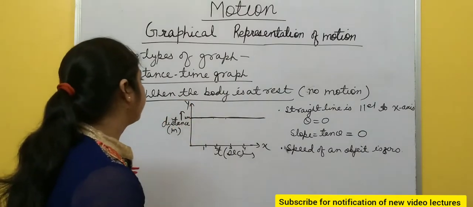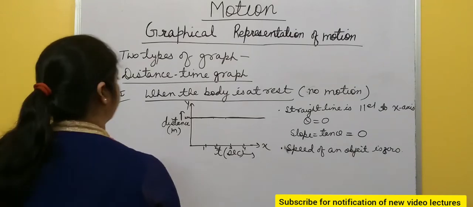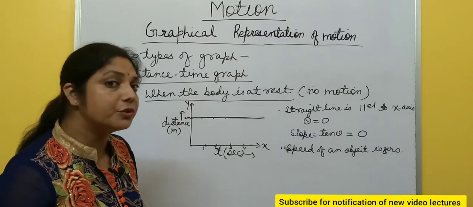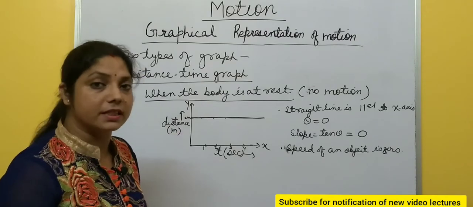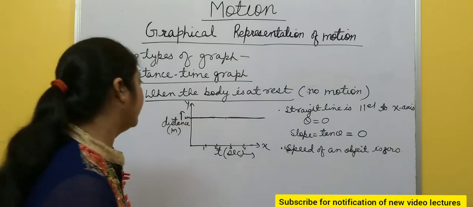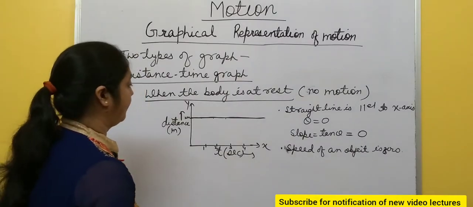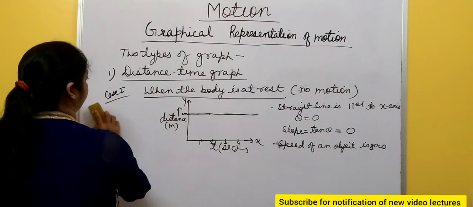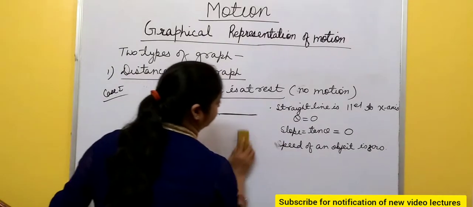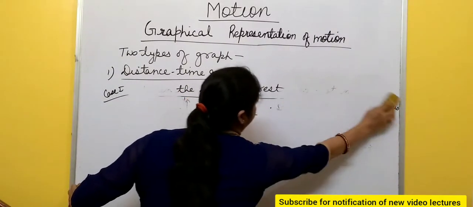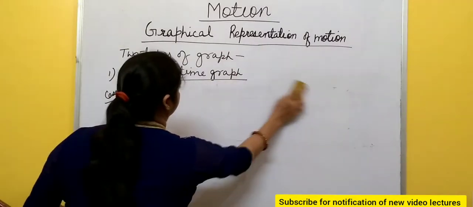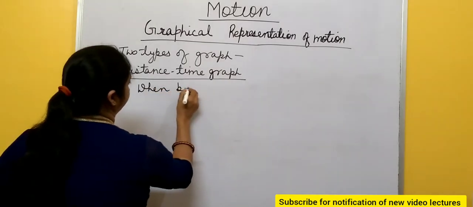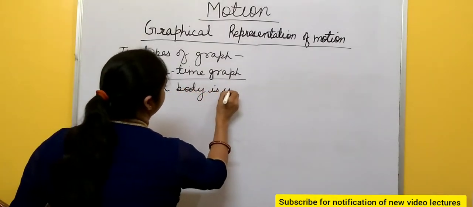Now, okay, note down. Second case, when the body moves with uniform motion. Uniform motion means the body covers equal distance in equal intervals of time, right? Hope you have written all these things. Now case 2, when the body is in uniform motion.